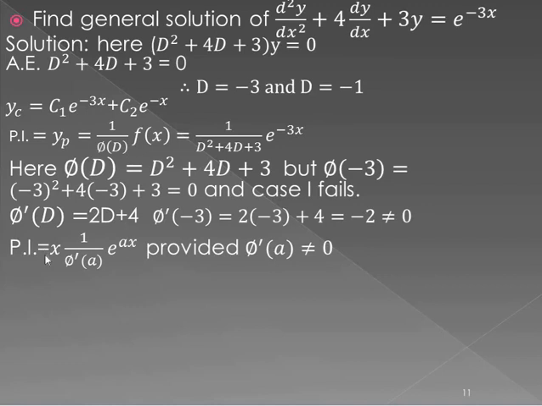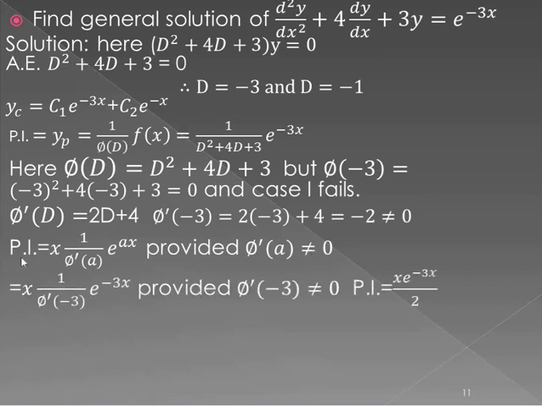So PI is equal to x times 1 upon phi dash of a e raised to ax. Here phi dash of a is non-zero, so we have to multiply by x because here the first derivative occurs. So the power of x is 1. That is x times 1 upon phi dash of a e raised to ax, provided phi dash of a is not equal to 0. So our final solution is x into 1 upon phi dash of minus 3 e raised to minus 3x, provided phi dash of minus 3 is non-zero. So PI is equal to x e raised to minus 3x upon minus 2. Here it is minus 2.